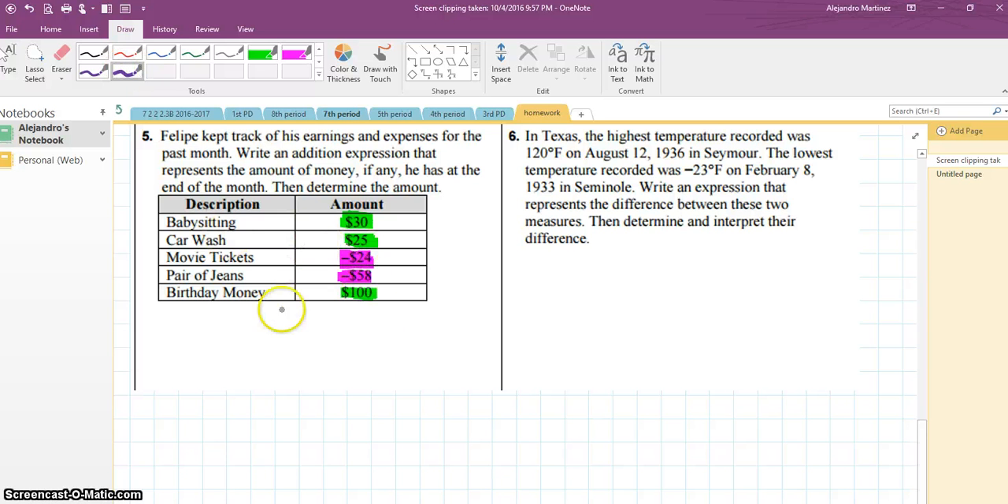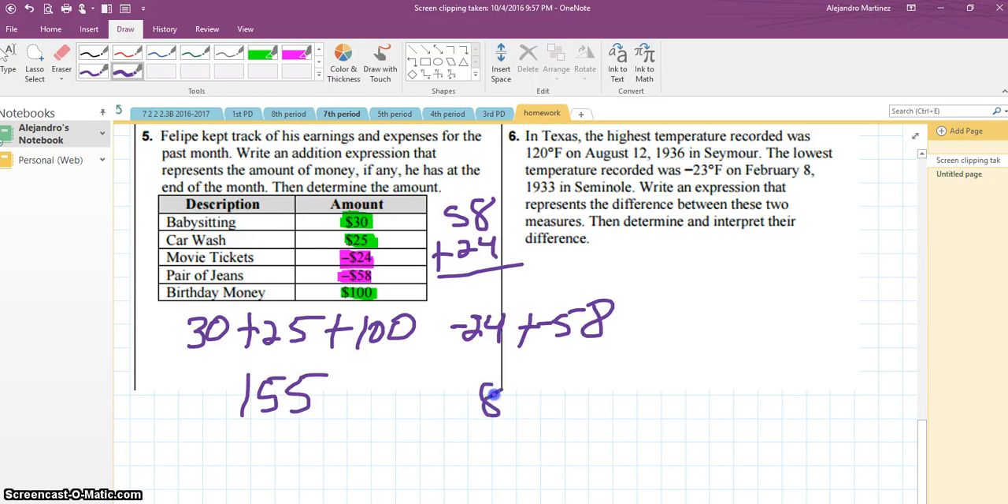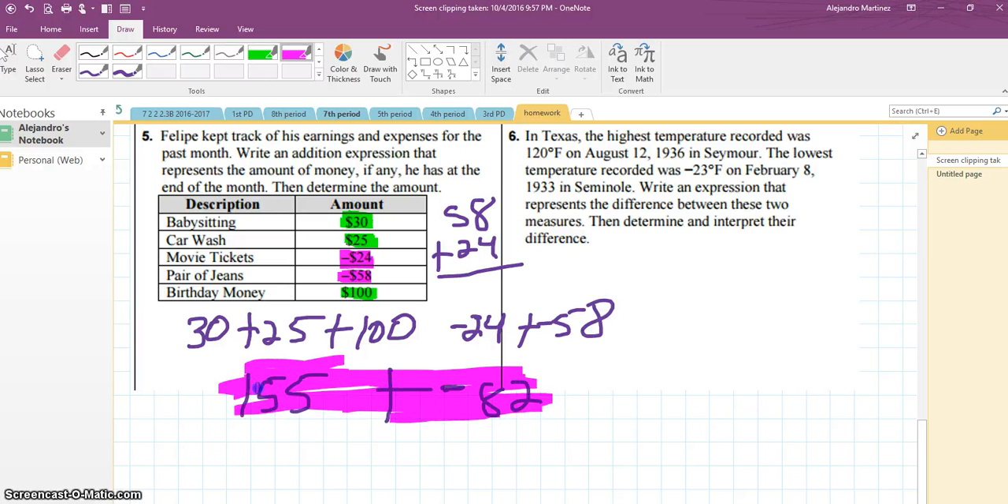So first of all, let's add up the positives. So 30 plus 25 plus 100. That's going to give me what? 155. Okay, now let's add up the negatives. Negative 24 plus negative 58. And how much does that give me? If they're both negatives, you add them. So 58 plus 24, that gives you 82. And you keep the sign of both numbers. And so now you just have to add these together. Okay, add it together and you get the answer.